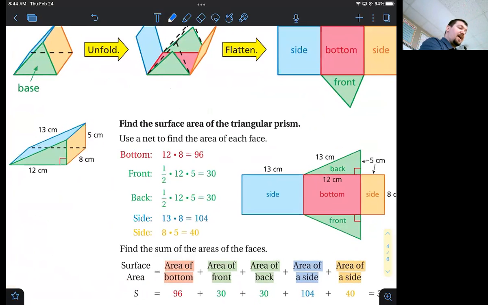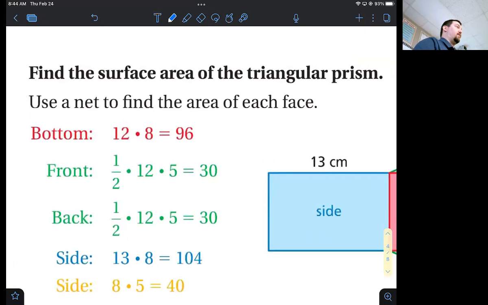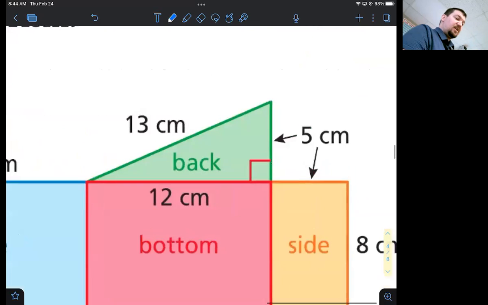Then they did the front and back triangles. Now remember, the triangles have a half in their formula, 1/2 BH. So to find the area of the triangles, they said 12 times 5 is my base and my height. 12 times 5 is 60. And then divide by 2 because it's a triangle, so 30. And there's 2 of them. So I guess double it again, you're back to 60. You got both triangles now.